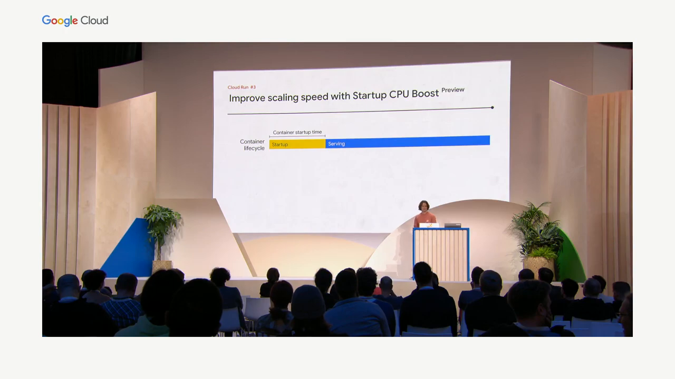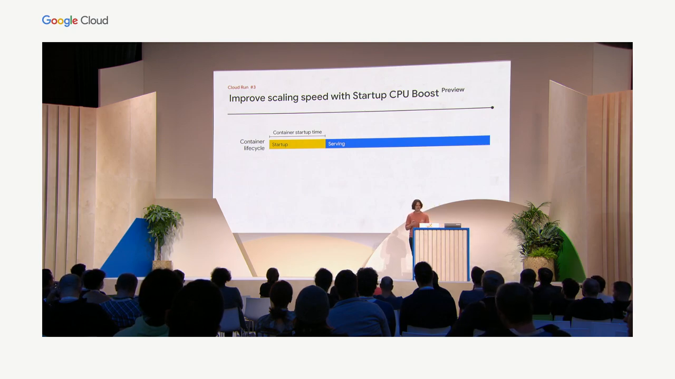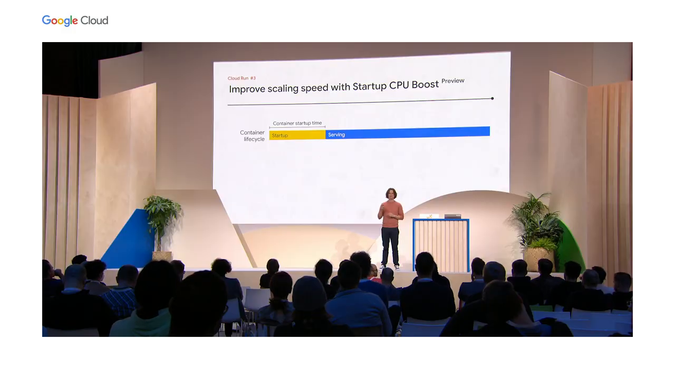Feature number three is startup CPU boost, and it helps improve scaling speed. So as you know, Cloud Run automatically adds container instances to handle all incoming requests. That's called auto-scaling. And container startup time is very important when it comes to scaling. So the faster a container instance becomes available, the faster it can handle requests, and the faster Cloud Run can scale your service. So to improve your container startup time, you can do one of two things. The first thing is, well, change your code. Decrease your container startup time. Maybe you start lazy loading dependencies. Maybe you try to remove things that are auto-loading so it starts up faster.